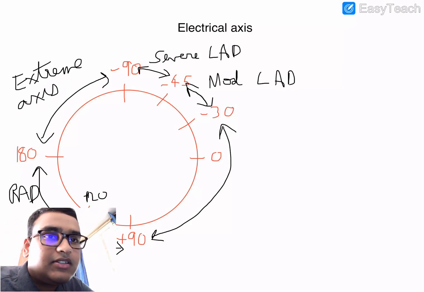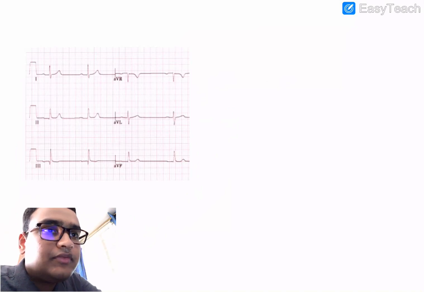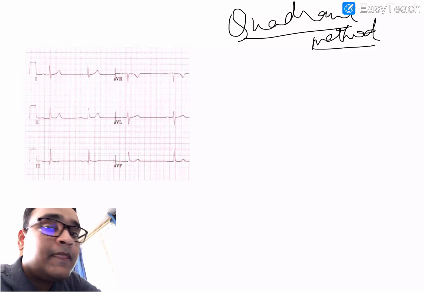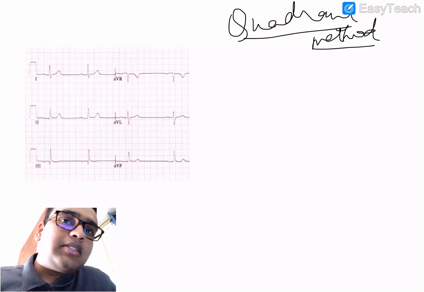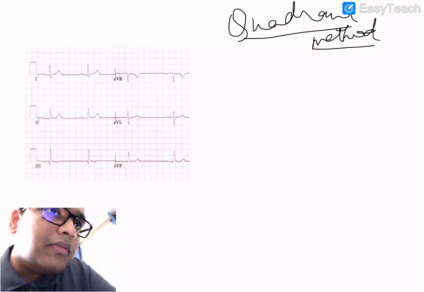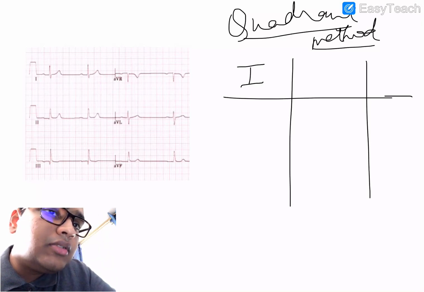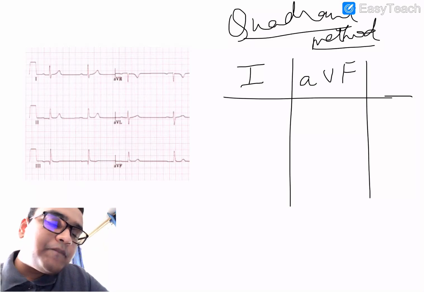There are different methods. There is something known as the thumb rule. First we'll talk about the quadrant method. What is the quadrant method? You look at only two waves in the quadrant method. What waves do you look at? You look at lead 1 and you look at AVF. So you look at only these two waves.